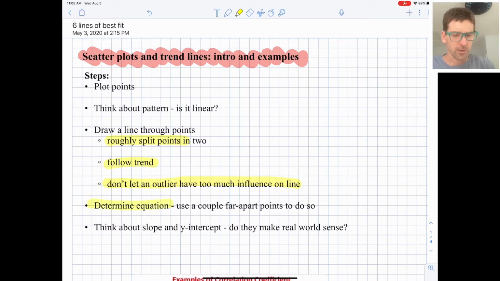We're going to figure out what the equation is by picking a couple points your line goes through, and you'll use a couple of far apart points to do so. Don't pick 2 points that are super close together. And then think about your slope and y-intercept. Do they make real world sense?